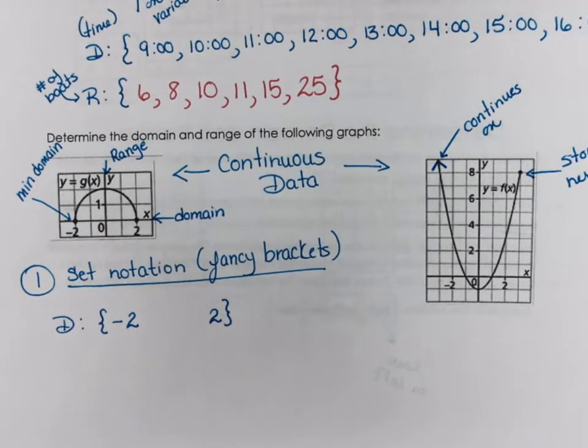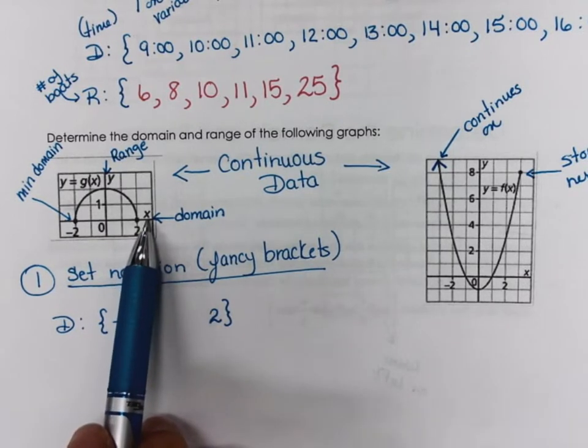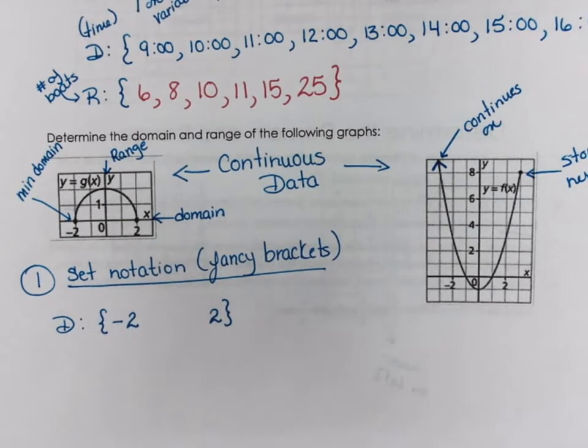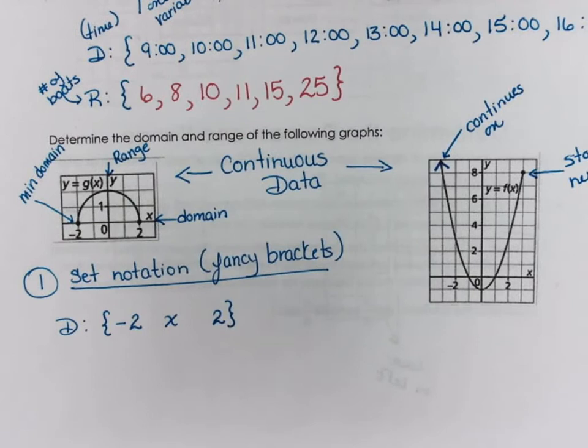So what letter goes with the domain? What axis is it on? What axes are we on here? The x-axis. So if we're dealing with domain, we're dealing with the x's, so x goes in between it. All right? So your arrows always point in the same directions.